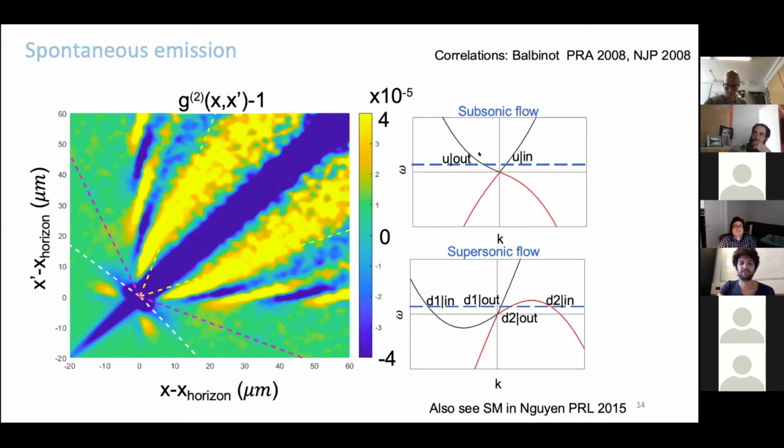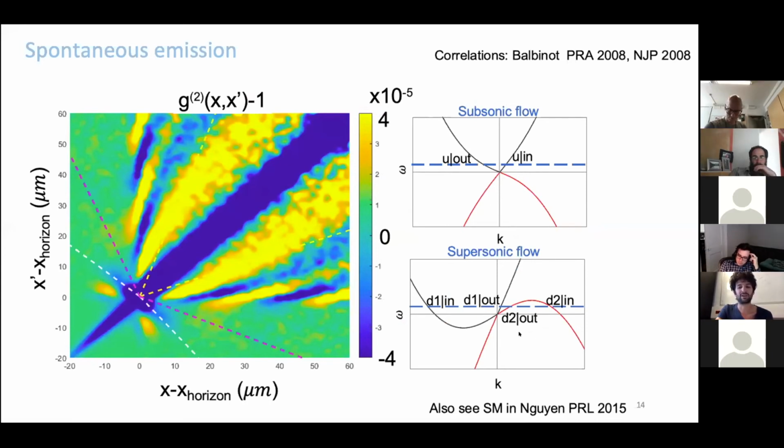What we are interested in is this channel from U out to D2 out. U out is a positive norm mode that propagates in the upstream region against the flow, whereas D2 out is a negative norm mode which propagates in the downstream channel together with the flow. So both of them propagate away from the horizon in their respective region. And they have a given group velocity, and they will carry some energy, and this is the energy that we see the correlations of here. So of course, they are phonons, and what we see here are density fluctuations. That's how we can understand phonons in a sense.